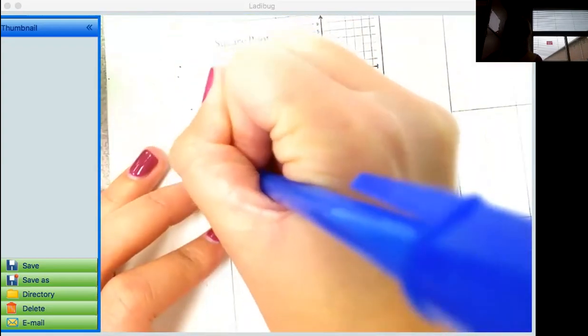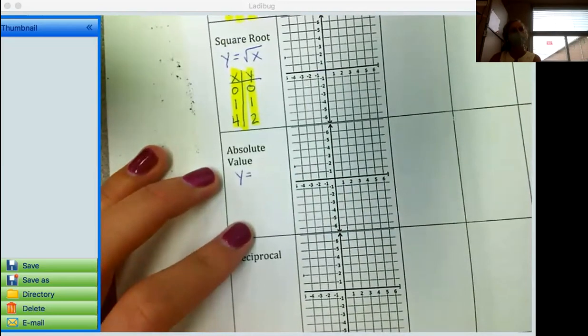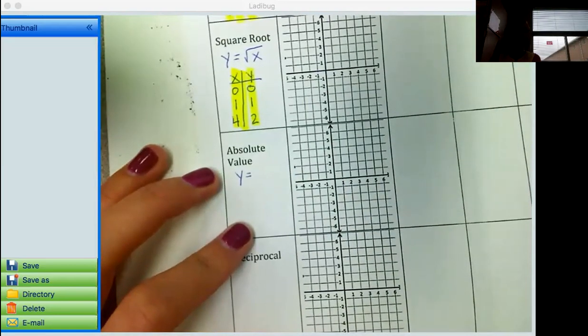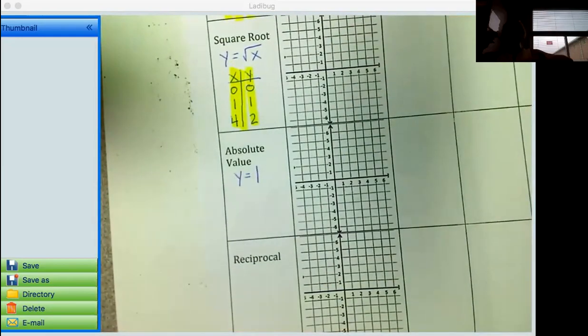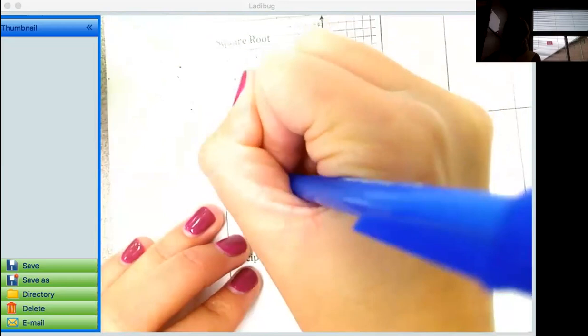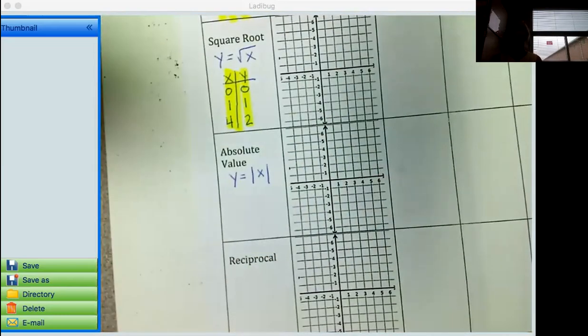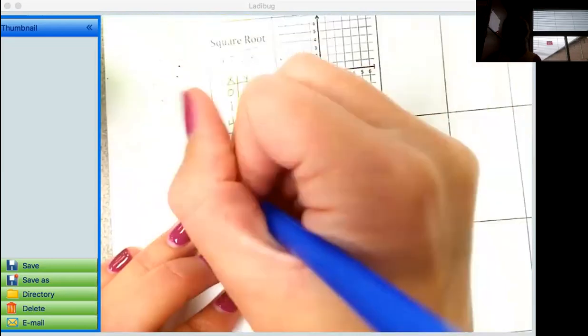Absolute value, what should that look like? Oswald said, it should be the bars. Yeah, that thing. Okay. Absolute value will always end up being positive.